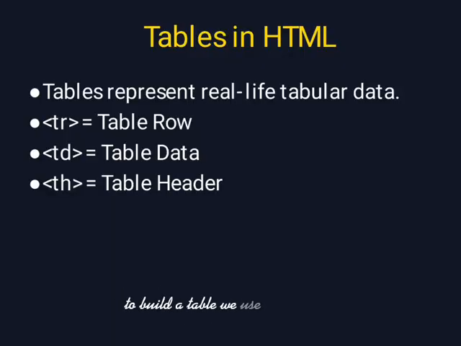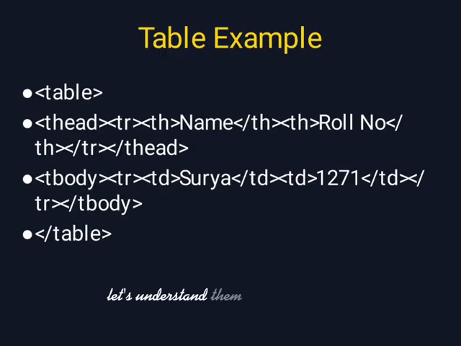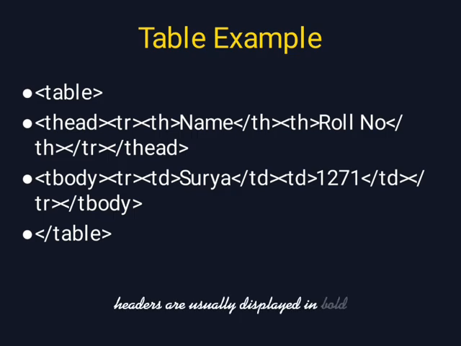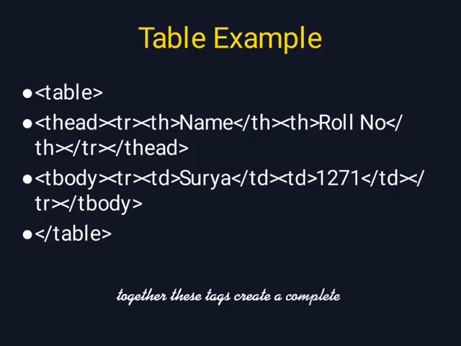To build a table, we use several tags. Let's understand them. The TR tag stands for table row. It creates a new row inside the table. The TD tag stands for table data. It stores the actual content inside a row. The TH tag stands for table header. Headers are usually displayed in bold and help identify columns. Together, these tags create a complete table structure.